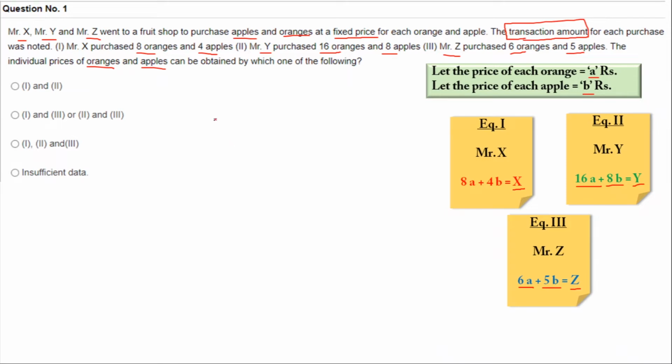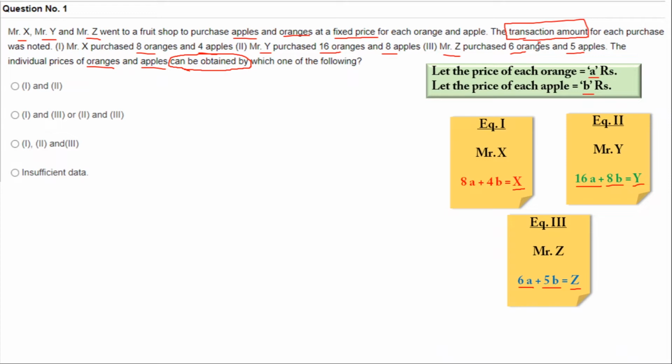Now let's see what is asked. Listen very carefully: they have not asked us to find the individual prices of oranges and apples. They are just asking using which of these equations we can find the prices of individual oranges and apples. Most of you got confused since the transaction amount is not given. How come we are going to find the individual prices?